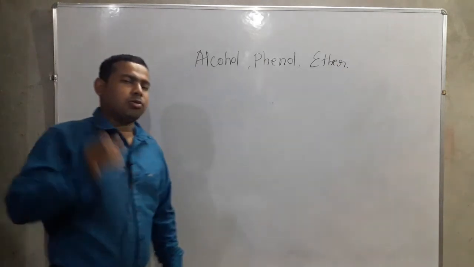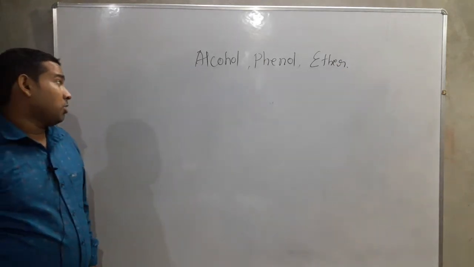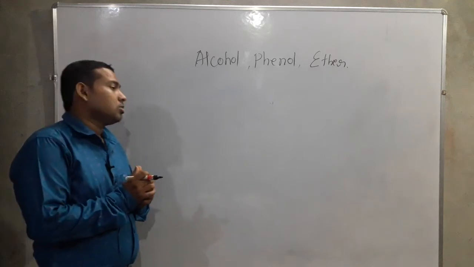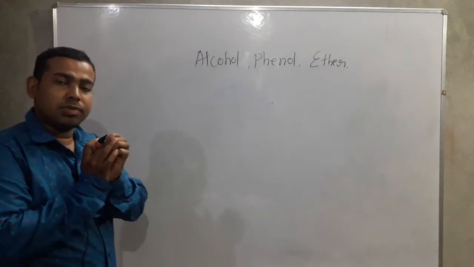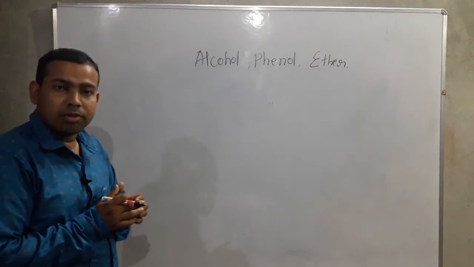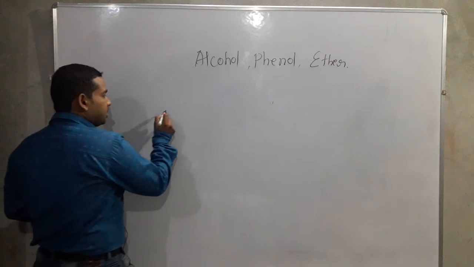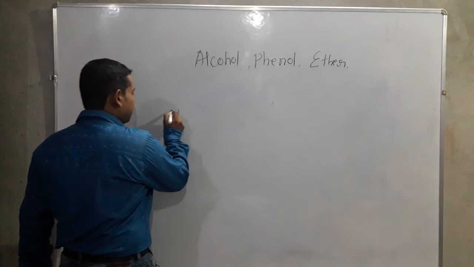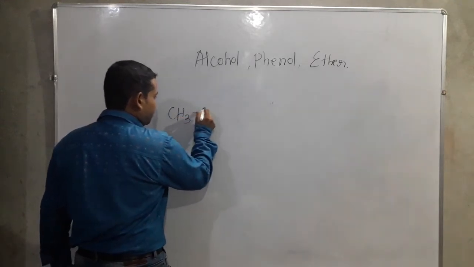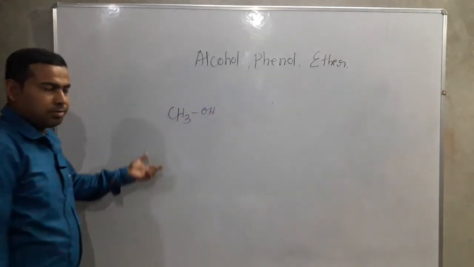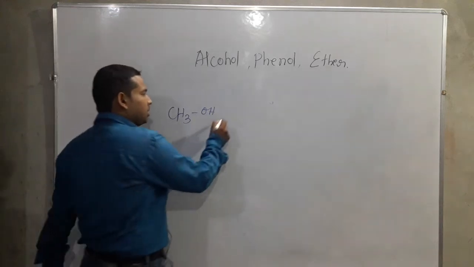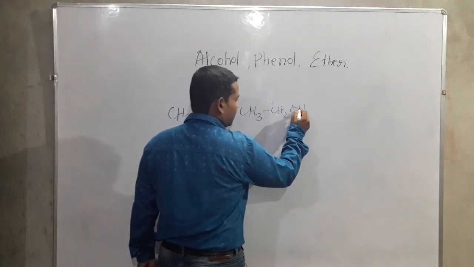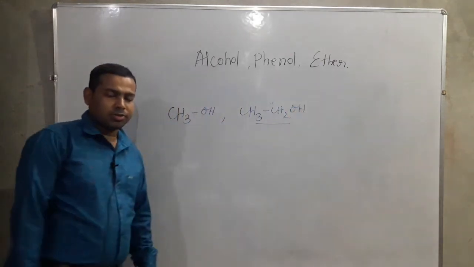So, alcohol. What is alcohol? Alcohol actually is one kind of functional group, that is the OH group. Some compound which contains the OH group as the main functional group is known as alcohol. For example, CH3OH is the simplest alcohol, methanol. Another example, CH3CH2OH. This is a primary alcohol, ethanol.